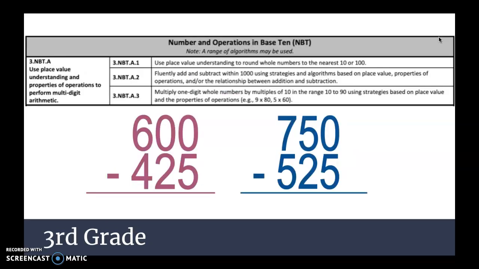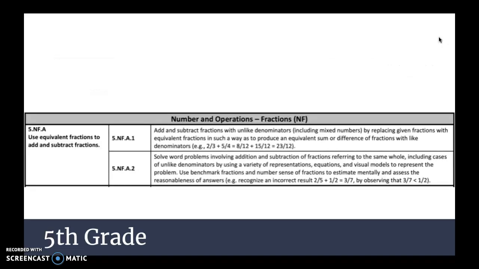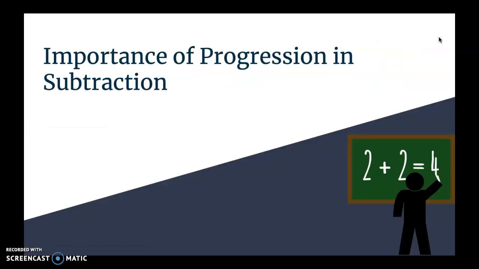By the end of 3rd grade, students will have the ability to subtract within 1,000 using strategies and algorithms based on place value, properties of operation, and/or the relationship between addition and subtraction. And in the 4th grade, students will have the understanding of adding and subtracting of fractions as joining and separating parts by referring to the same whole. And then lastly, in 5th grade, students will use equivalent fractions to add and subtract fractions.